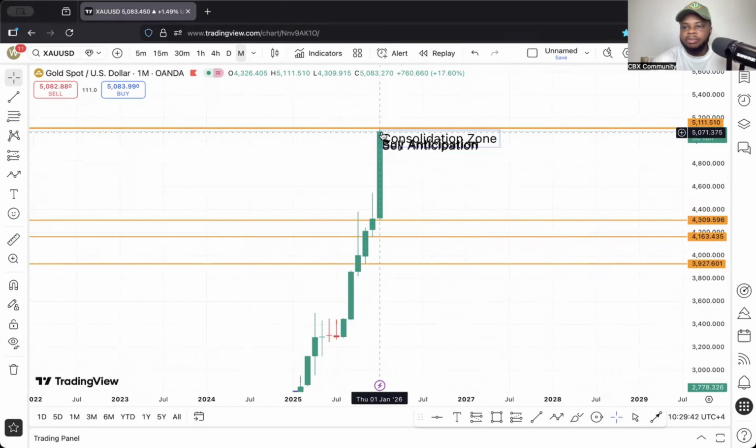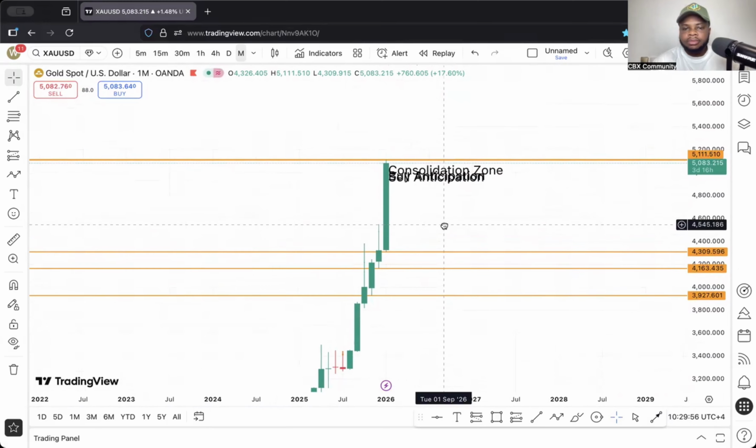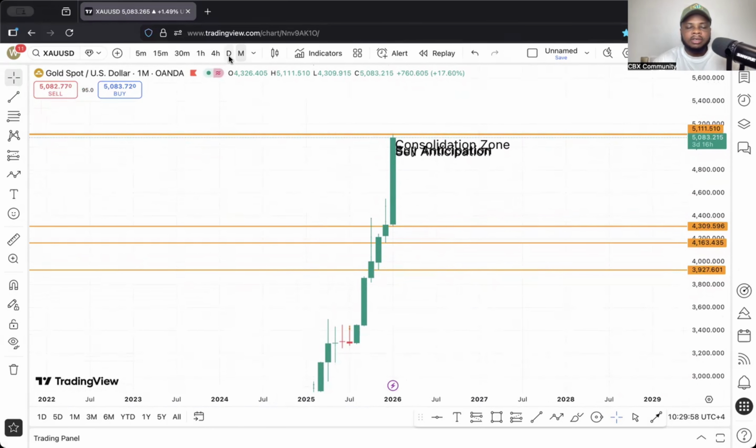So it's very important for us to have an idea what the market structure is saying, because gold has really moved up to like 5k. At the moment it's sitting at 5111.51. So let's see what gold wants to do. Let's go to the daily market structure.